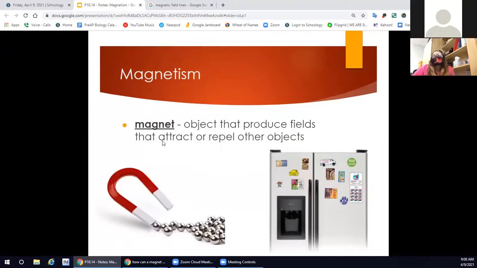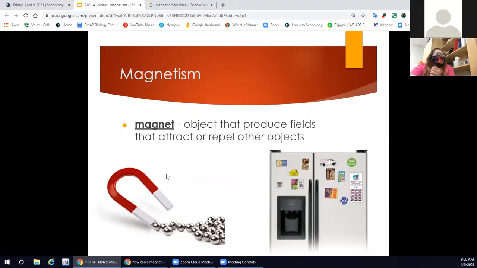So a magnet is an object that produces fields that attract or repel other objects. Hopefully you've seen magnets before. They're on your refrigerators. Sometimes you can buy little Connect toys that kind of join together. Those are magnets. Does anybody not know what a magnet is?